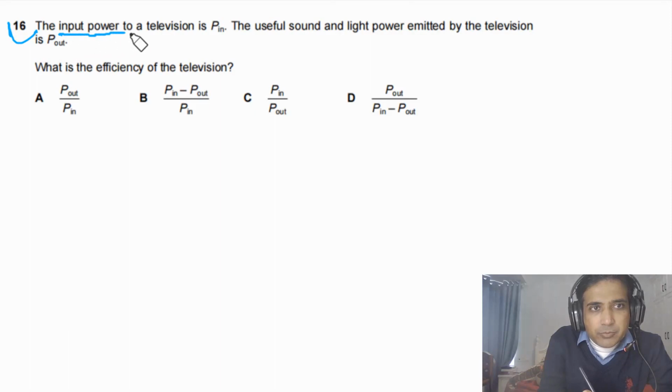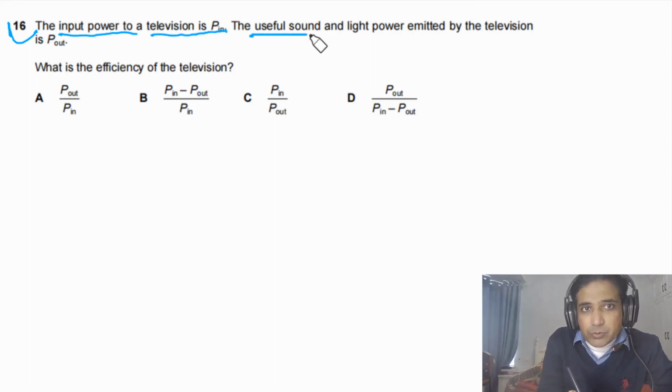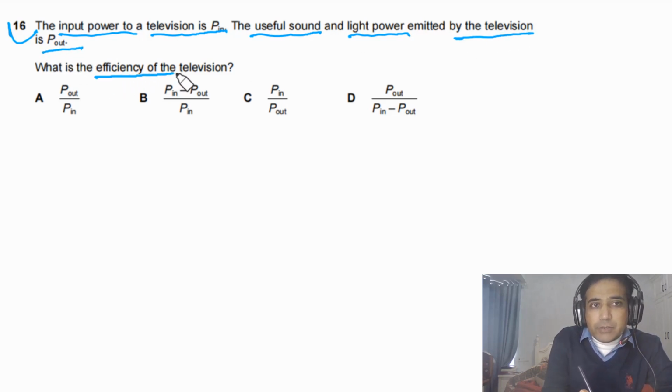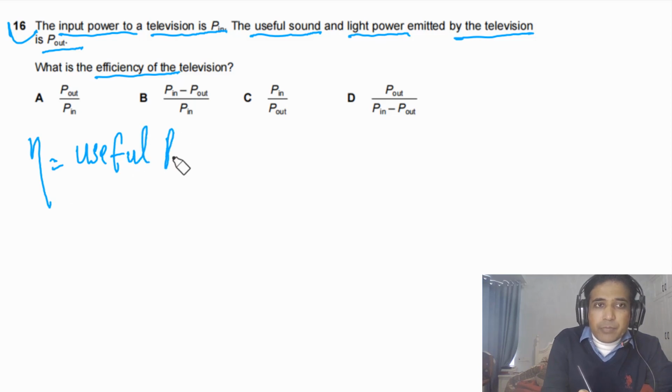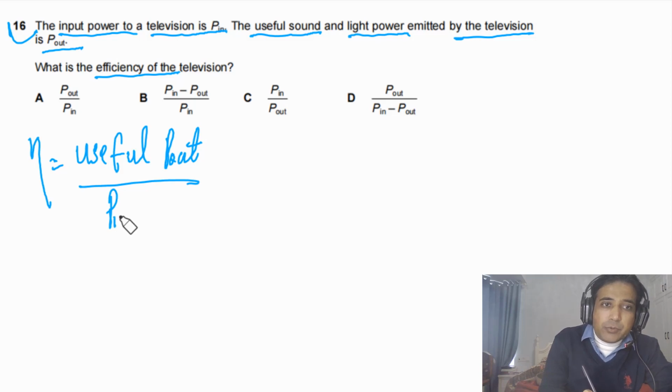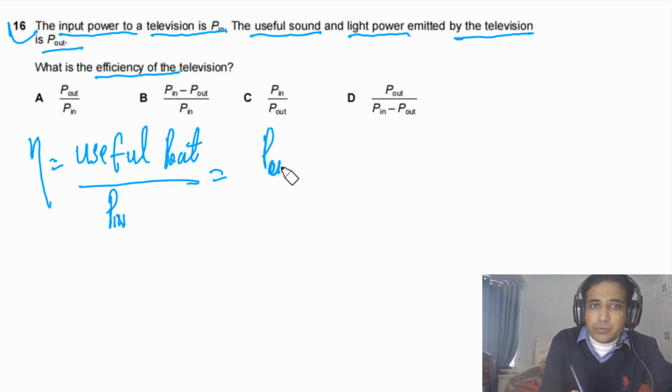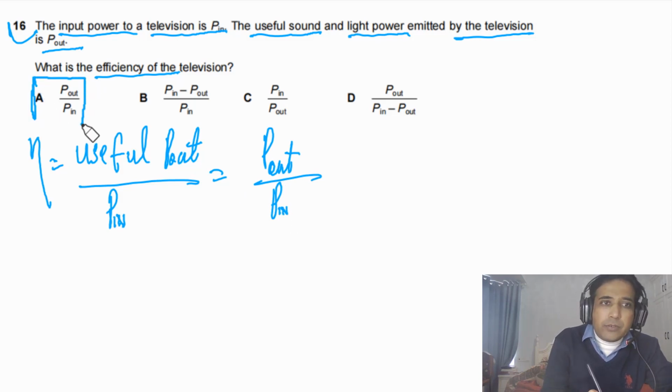Question 16 says the input power to a television is P in. The useful sound and light power emitted by the television is P out. What is the efficiency of the television? First we need to understand that efficiency is equal to useful energy out divided by total input power. For this question, useful P out is simply P out, and total input power is P in. It is quite a straightforward question.